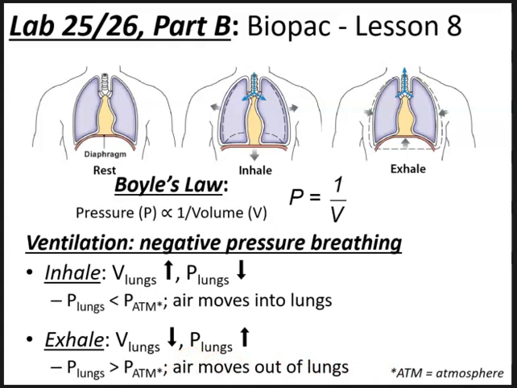Now, usually the pressure difference between the atmosphere and the lungs is only about 3 to 4 millimeters of mercury, but it's this pressure difference between the lungs and the atmosphere that allows for movement of air into and out of the lungs. Just remember that pressure is inversely proportional to volume. So again, as we have an increase in volume in the lungs, we have a decrease of pressure in the lungs, allowing for movement from the atmosphere into the lungs because the pressure in the lungs is less than the atmosphere, and vice versa.